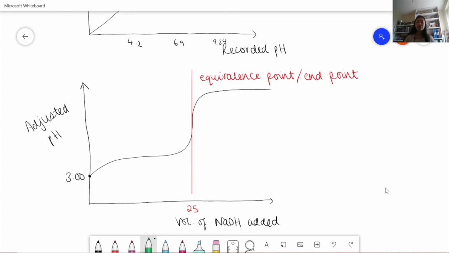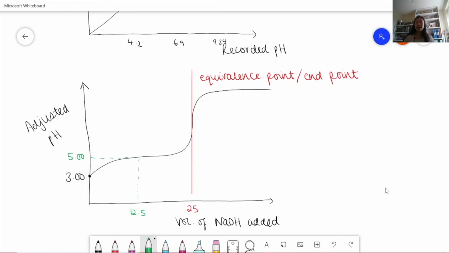Then we would draw a line up to the curve at half of 25, because this is where half neutralization occurs. And so we have that at 12.5 centimeters cubed of sodium hydroxide added. Then you draw a line to the y-axis to find the pH at that point. And so say the pH comes out to be 5.